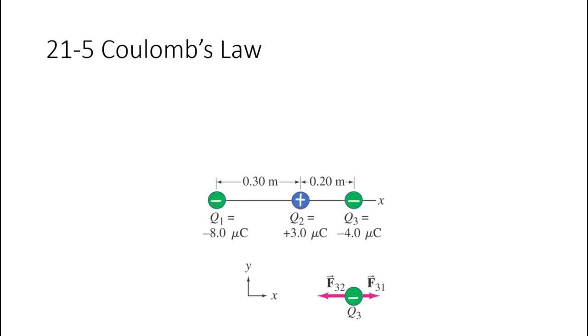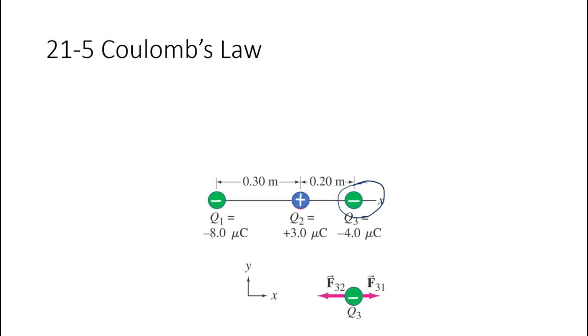I will let you do this example by yourself. We have Q1, which is negative 8 microcoulomb, Q2, 3 microcoulomb, and Q3, negative 4 microcoulomb. Three charged particles are arranged in a line as shown. Calculate the net electrostatic force on particle 3. So if we want to calculate on particle 3, we need to circle the particle we are looking for, 3. Now, I don't look at what 3 does. I look at what is done to it.